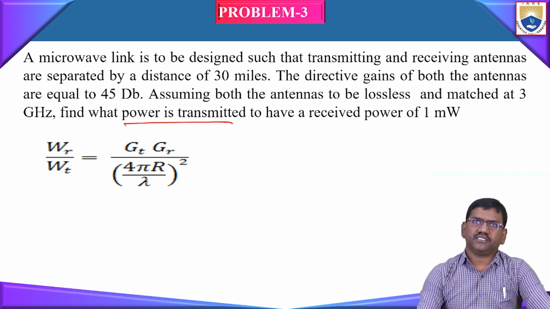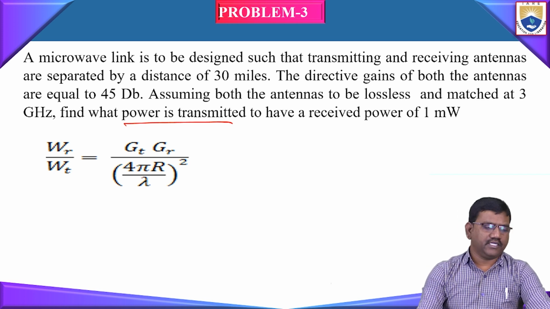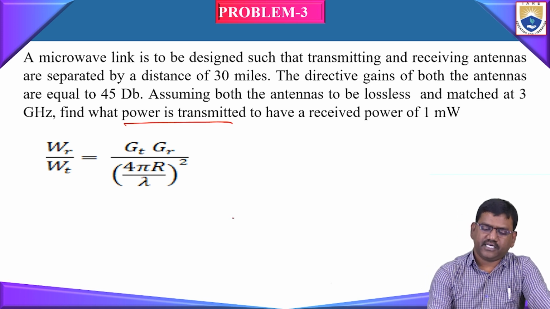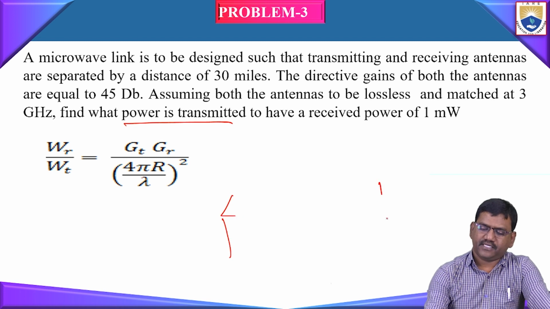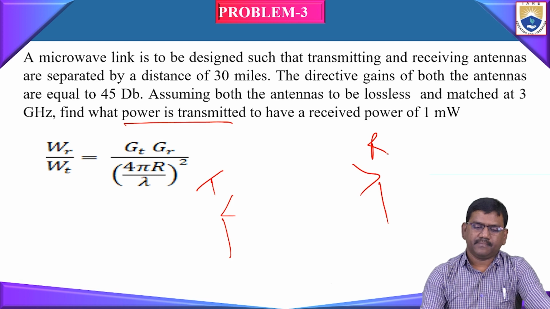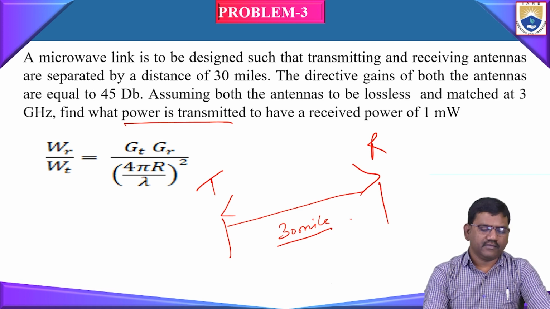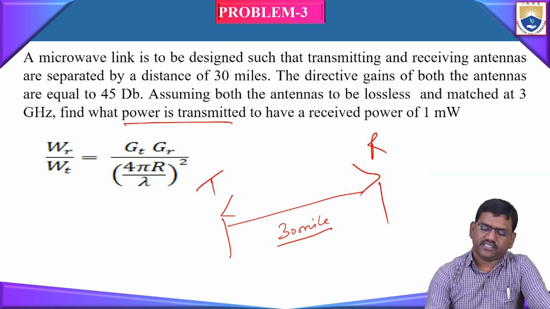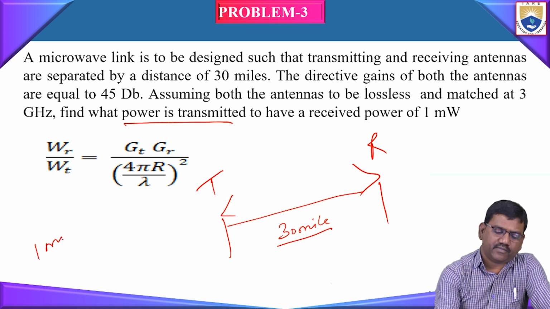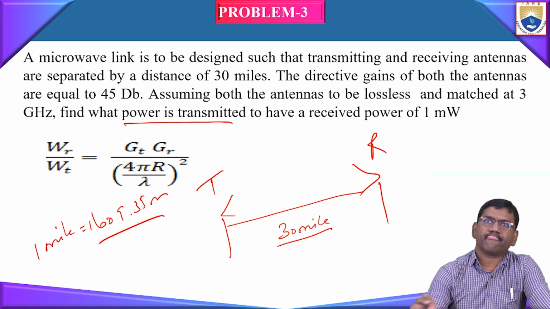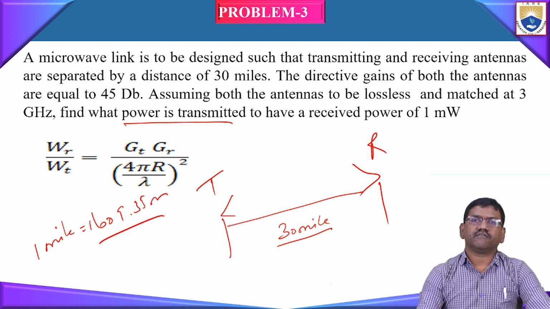So a microwave link is to be established here. This is the transmitting antenna and this is the receiving antenna. The distance between them is 30 miles. We need to convert this into meters, because 1 mile is equal to 1609.35 meters.